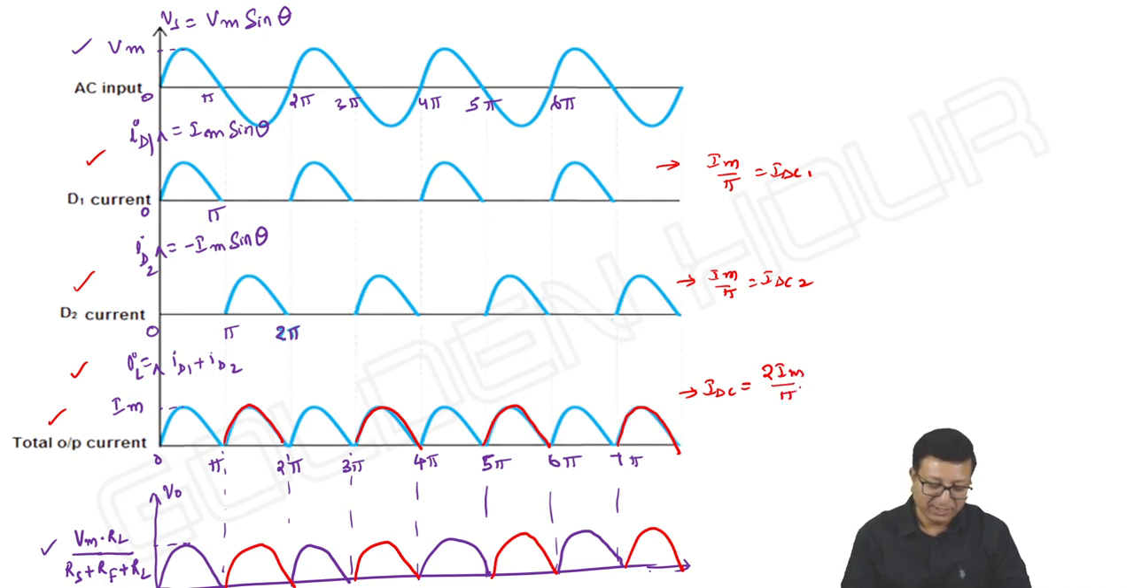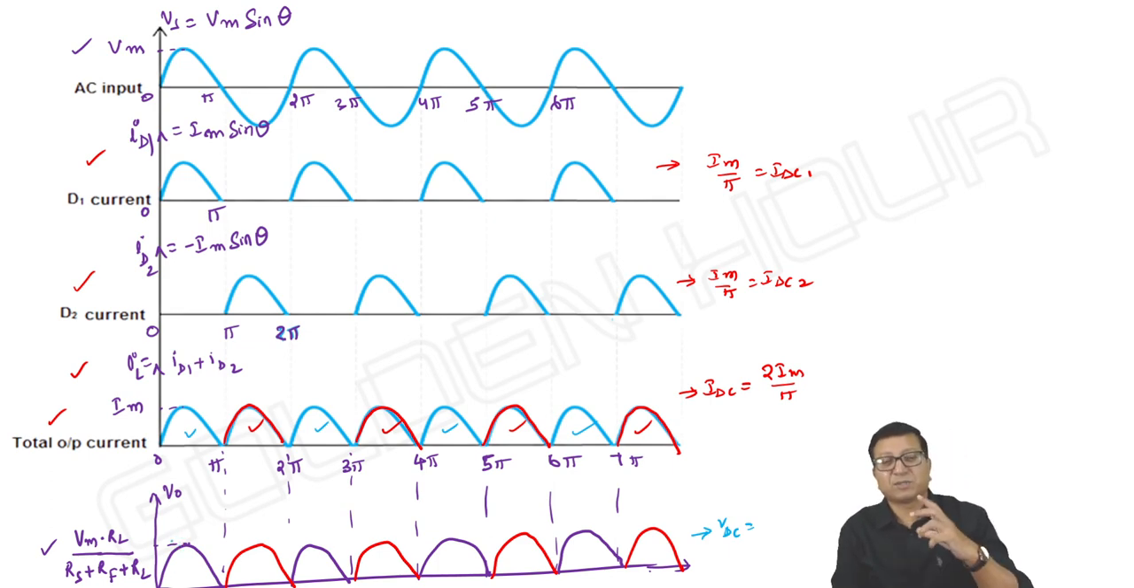Very simple thing. The average value of this half wave rectifier, the red color one, and the average value of this another half wave rectifier. So what about VDC? I can even write VDC is equal to whatever we got, it's a peak amplitude. Average value is the highest, right?